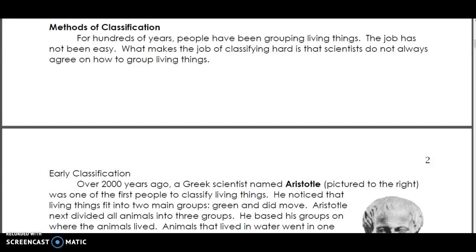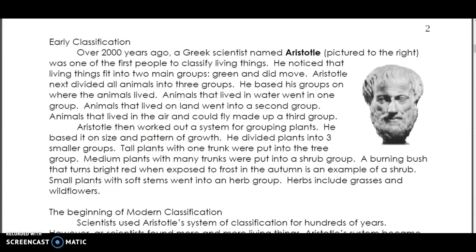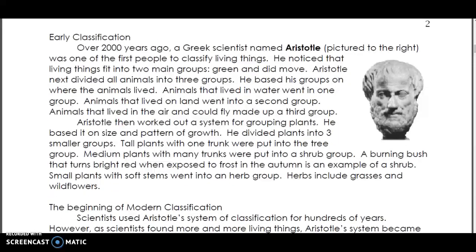Early classification. Over 2,000 years ago, a Greek scientist named Aristotle, pictured to the right, was one of the first people to classify living things. He noticed that living things fit into 2 main groups, green and did move. Aristotle next divided all animals into 3 groups. He based his groups on where the animals lived. Animals that lived in water went in one group. Animals that lived on land went into a second group. Animals that lived in the air and could fly made up a third group.